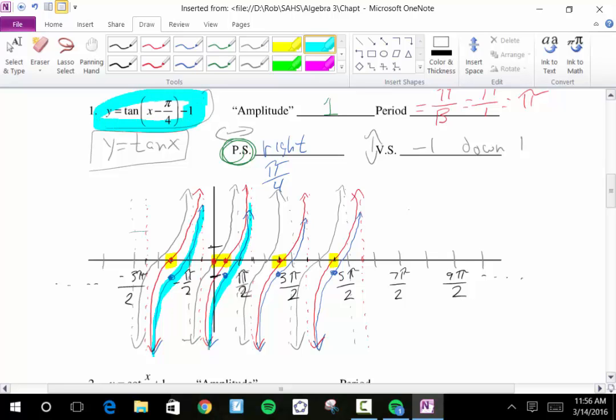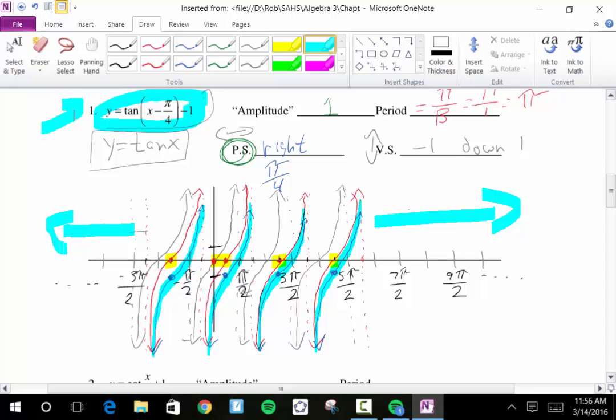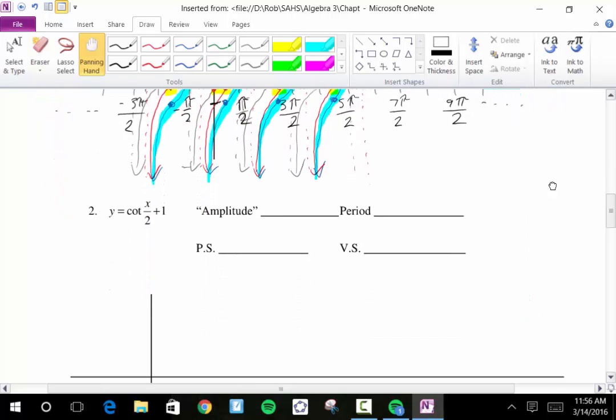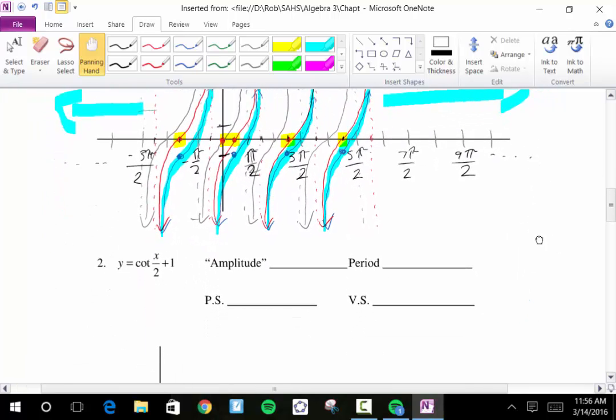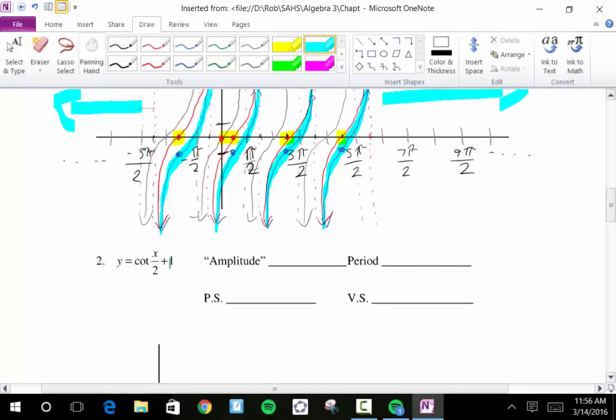We got one more right there. That one I could have probably done a little bit better. One more right there, okay? And again, this repeats on forever this way and forever this way. But that's how you can graph a function like this right here. What I'm going to do now is I'm going to go down. I'm going to show you how to do this function down here in the next one, cotangent of x over 2 plus 1.